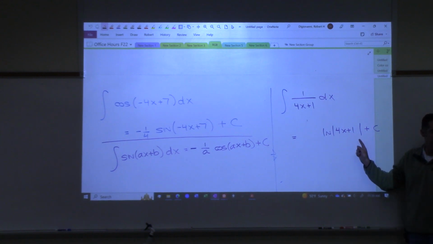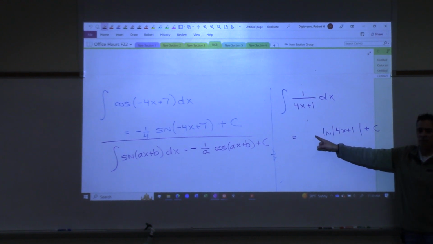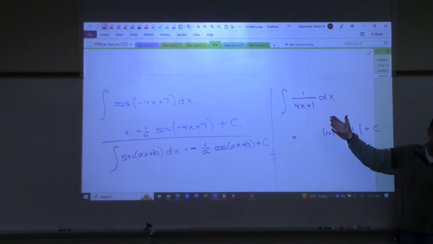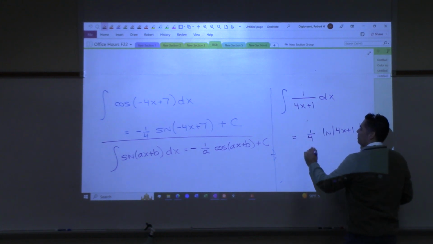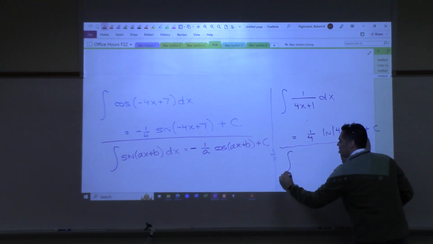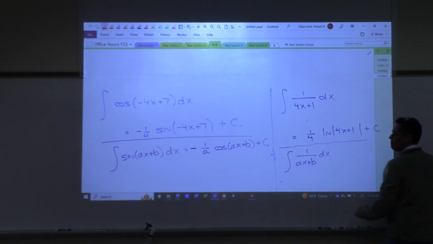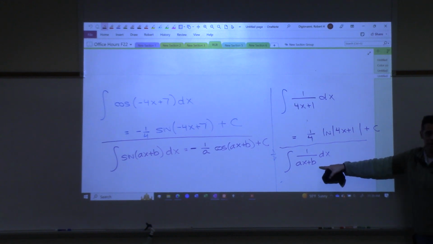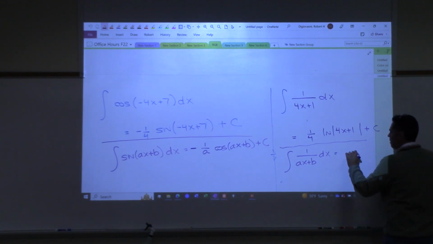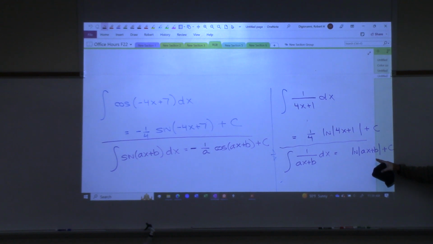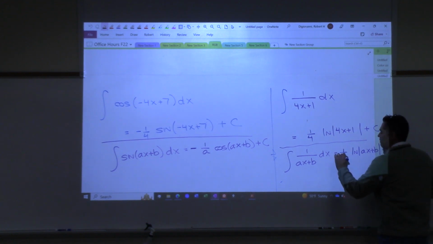What do I need? 1/4 out front. You see? Because if you take the derivative of that, it'll be 1 over this. Okay, great. But then the derivative of the inside is 4, which I don't have, so I need to scale it. So what I'm saying is this. If you do the antiderivative of 1 over a linear expression, as long as that's linear down there, the answer should be natural log of that linear expression, but I have to do a 1 over a on the outside.